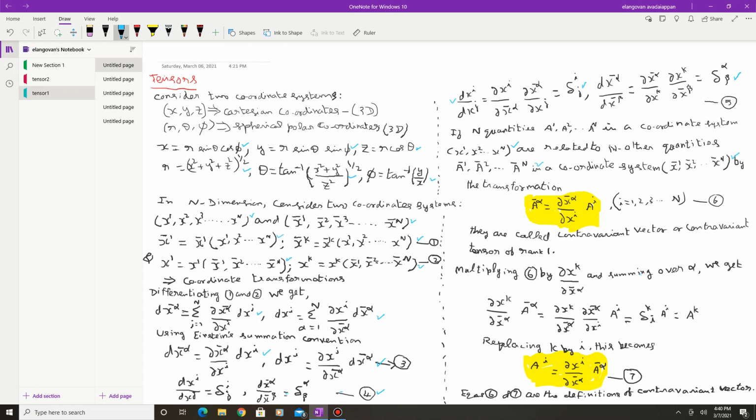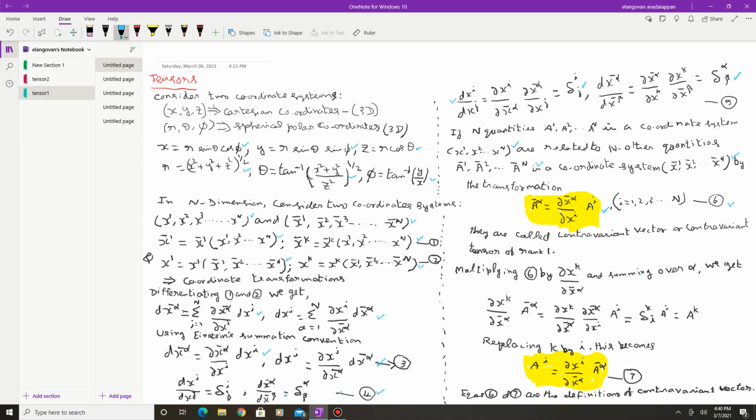This may be expressed as partial dx alpha bar by partial dxi times ai. So this ai is a quantity expressed in the unbarred system, and a alpha bar is the quantity expressed in the barred system. So the quantity expressed in the barred system and the quantity expressed in the unbarred system are related by the expression partial dx alpha bar by partial dxi. So this is one of the transformation relations. Equation 6 represents a type of transformation relation.